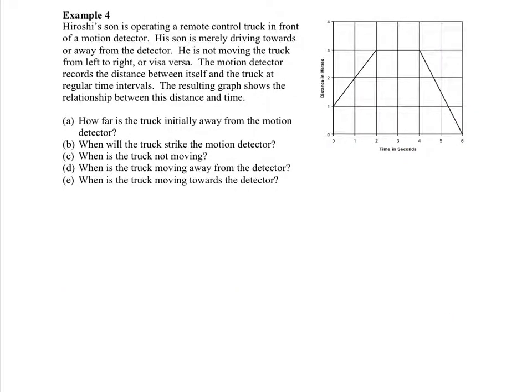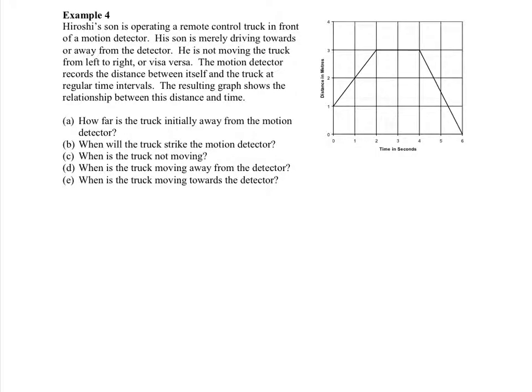Okay, example 4. Hiroshi's son is operating a remote control truck in front of a motion detector. His son is merely driving towards or away from the detector. He's not moving the truck from left to right or vice versa. The motion detector records the distance between itself and the truck at regular time intervals. The resulting graph shows the relationship between this distance and time.